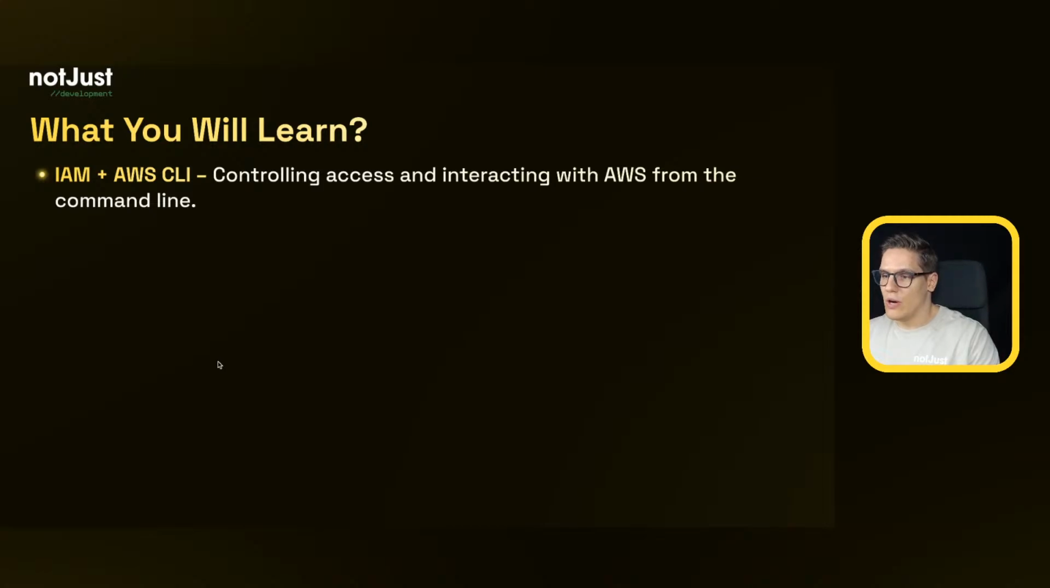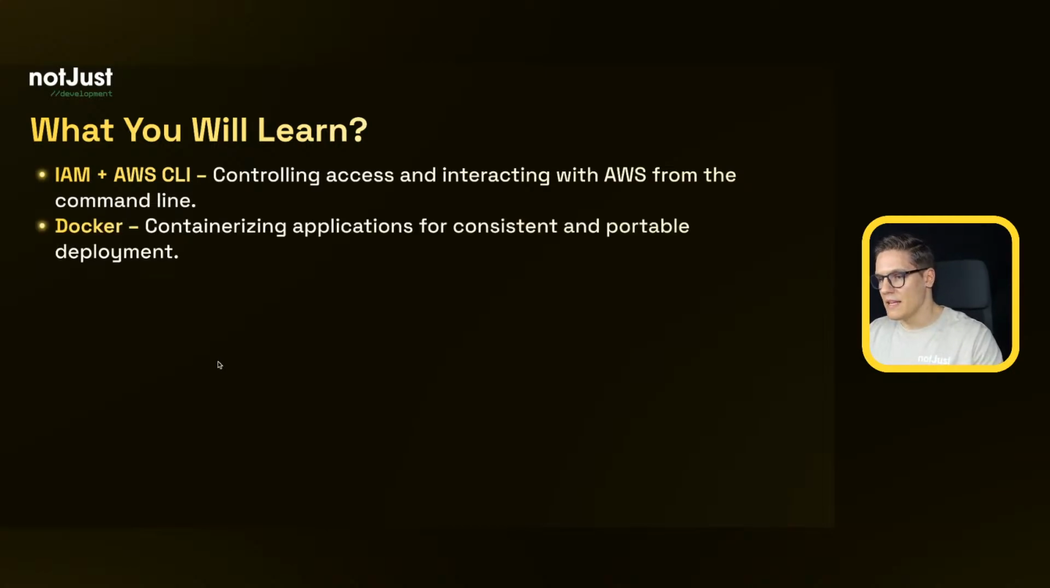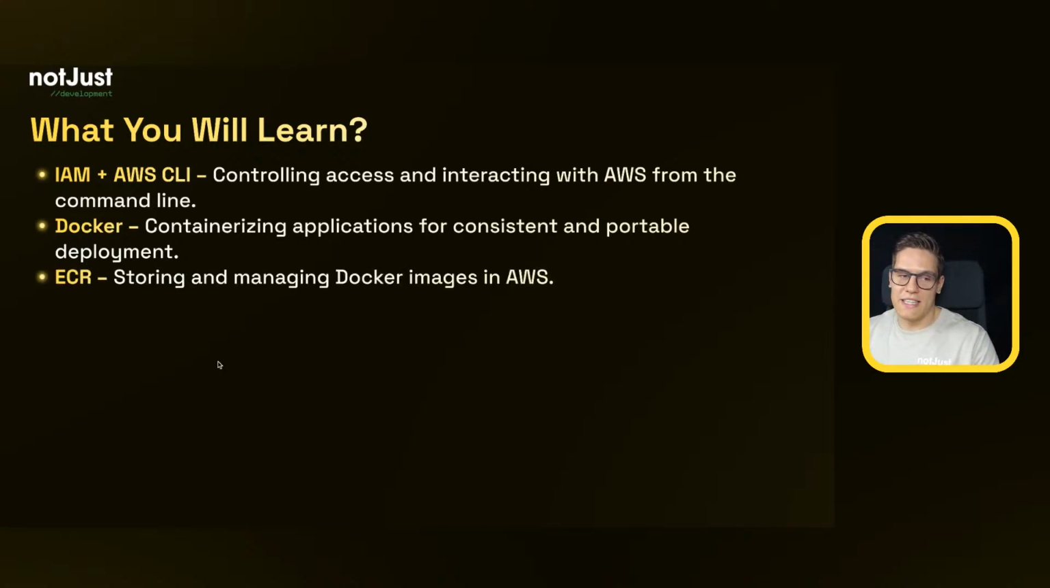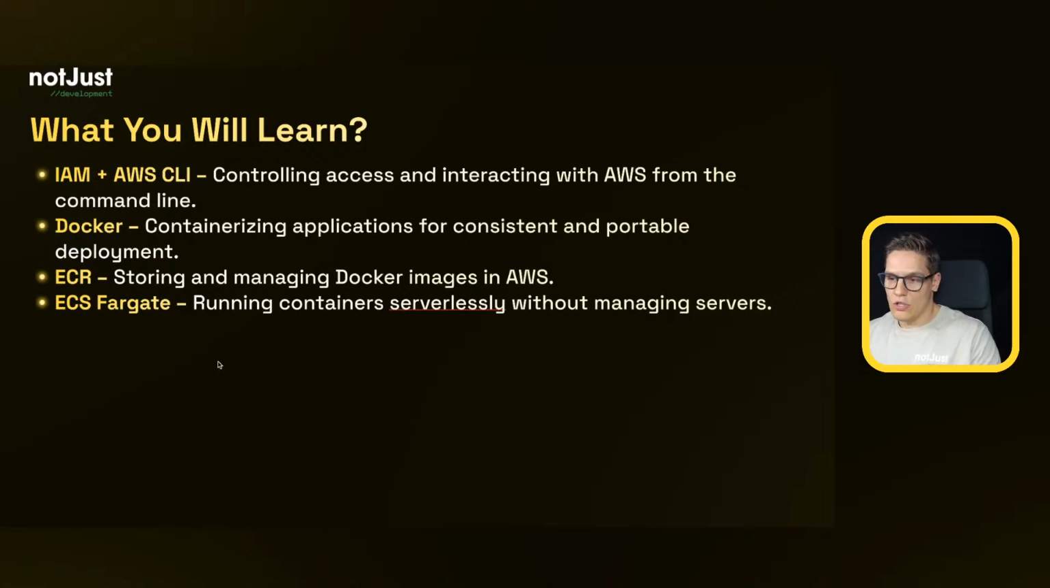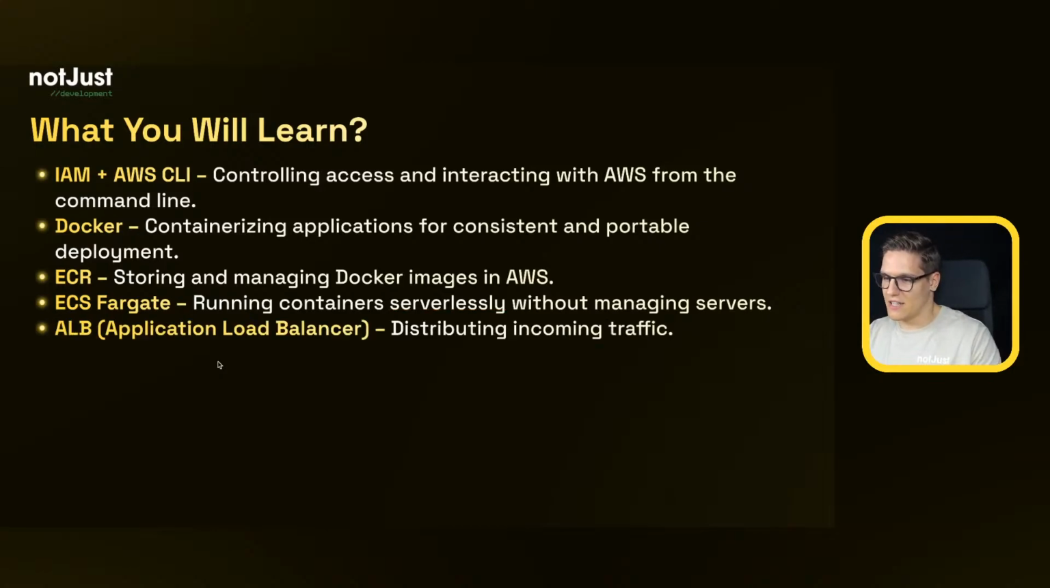First of all, I will show you how to set up your IAM with AWS CLI so that we could control and interact with AWS from our CLI. Then I'll show you how to containerize your application for consistent and portable deployment. We'll see how to work with ECR, basically how to store and manage our Docker images inside AWS. We'll also see how to work with ECS Fargate, basically to run our containers serverlessly without managing any servers.